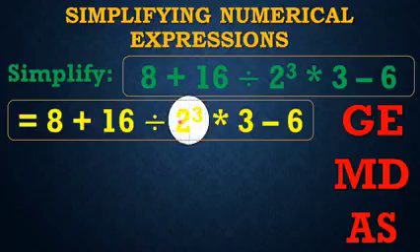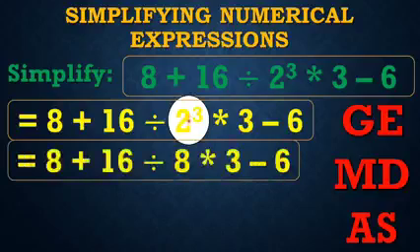We need to operate first the 2 cubed. When we say 2 cubed, it simply means 2 times 2 times 2. So we multiply 2 by itself three times, and that is equal to 8. Copy the others, which gives 8 plus 16 divided by 8 times 3 minus 6. The 2 cubed becomes 8 by our rule, letter E, the exponential expression.